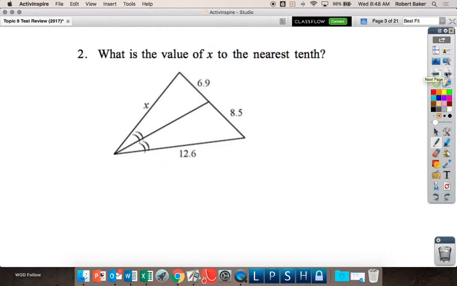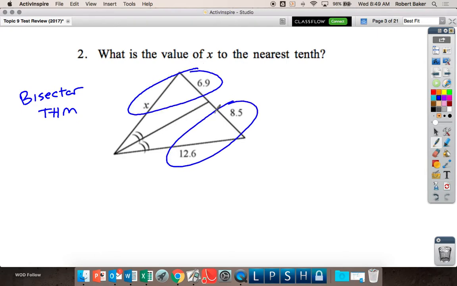All right, number 2, this goes back directly to what we did yesterday. This is that bisector theorem. In this scenario, you should be able to see your proportions. We did this yesterday. So your proportions look like this. This is one proportion, and this is the other proportion.